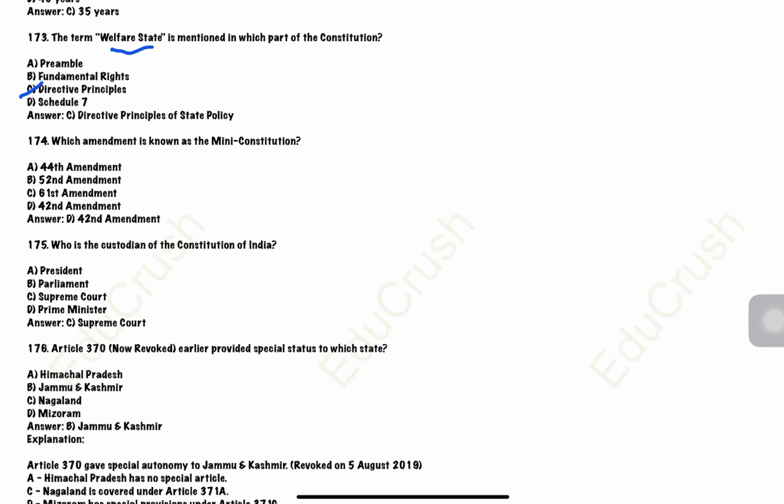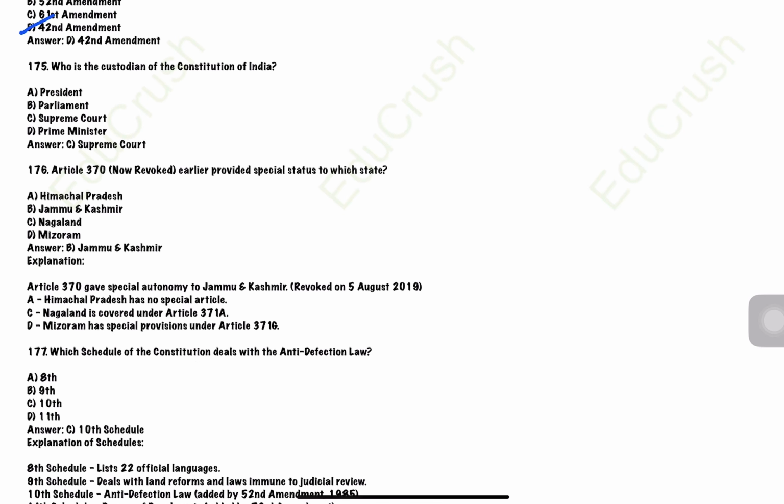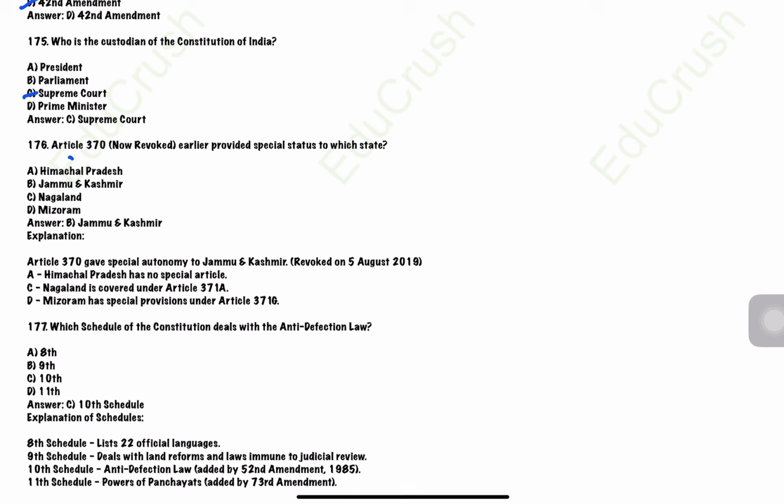Which amendment is known as the mini constitution? 42nd amendment is known as the mini constitution. Who is the custodian of the Constitution of India? So Supreme Court is said to be the custodian of the Constitution of India. Article 370, now revoked, earlier provided special status to which state? Jammu and Kashmir. Article 370 gave special autonomy to Jammu and Kashmir, revoked on 5th August 2019.